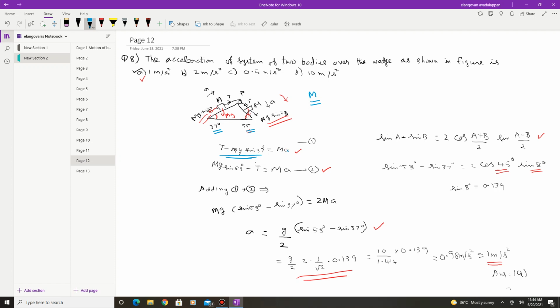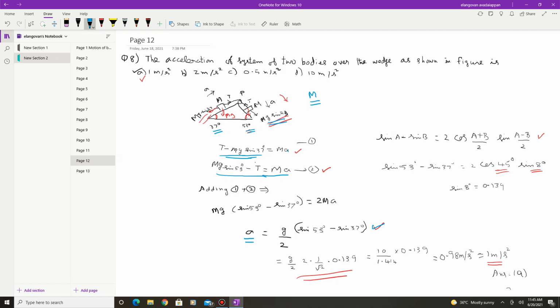Now if you take the other side of the plane, the component of the force is mg sin 53, and mg sin 53 must be larger than T. So mg sin 53 minus T is equal to m times a. Adding these two, you will get the acceleration. The acceleration is g by 2 into (sin 53 minus sin 37). So this is the expression for the acceleration.